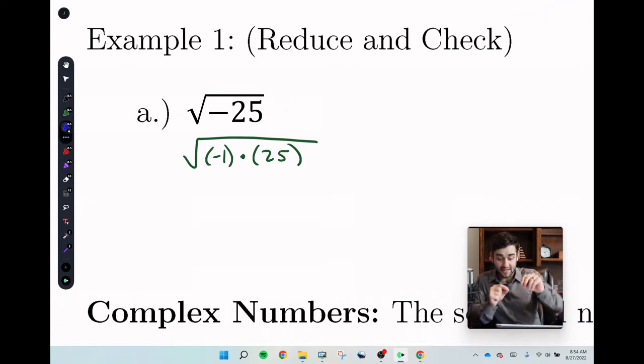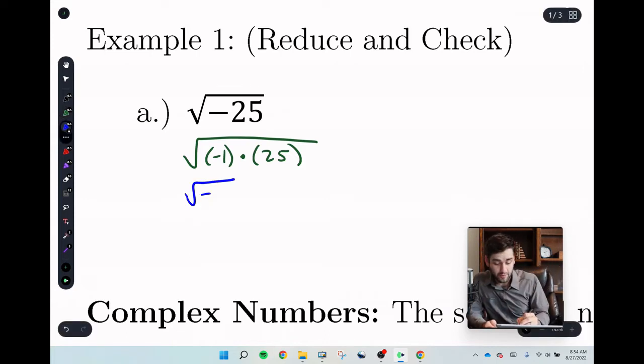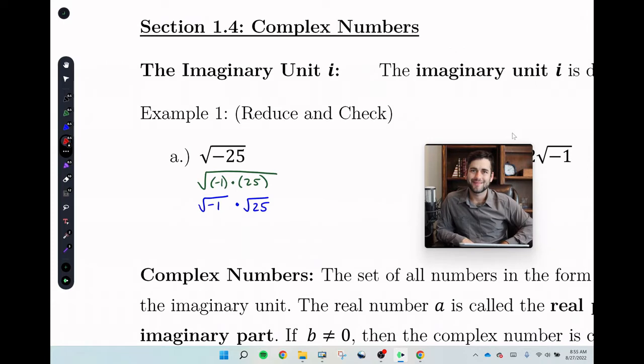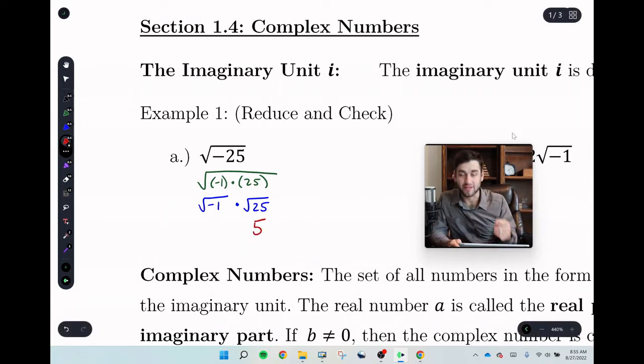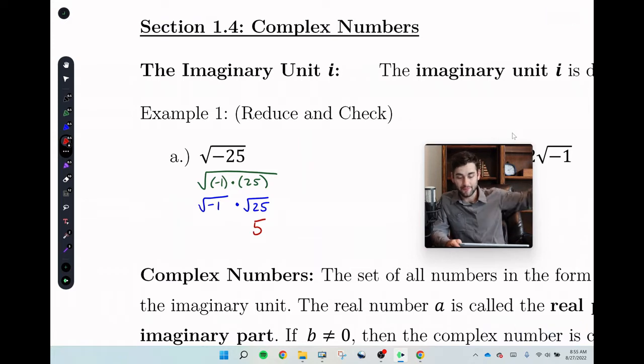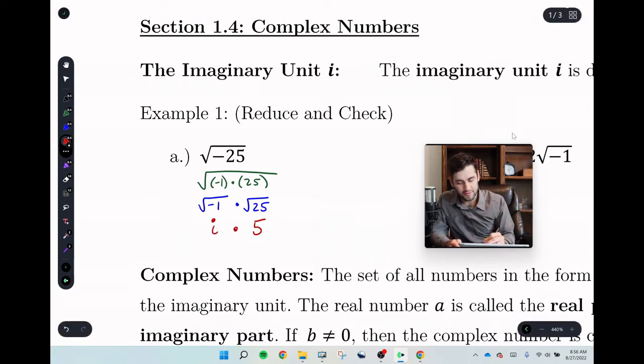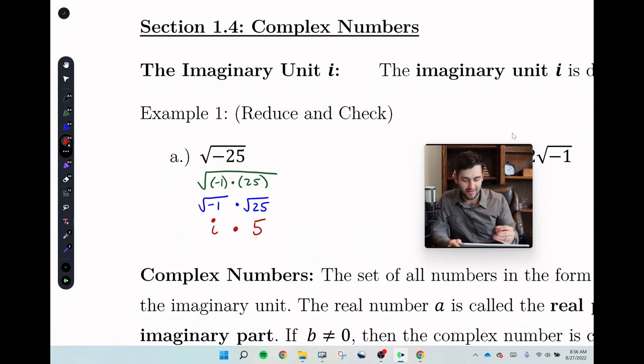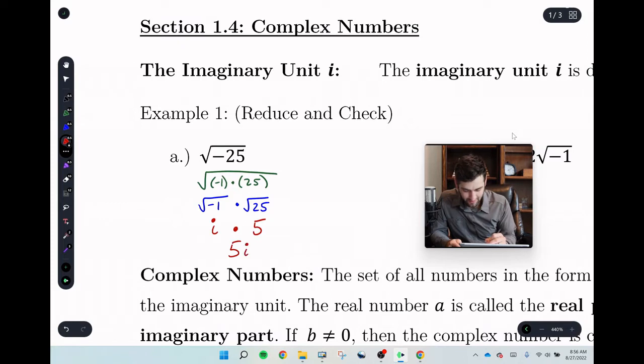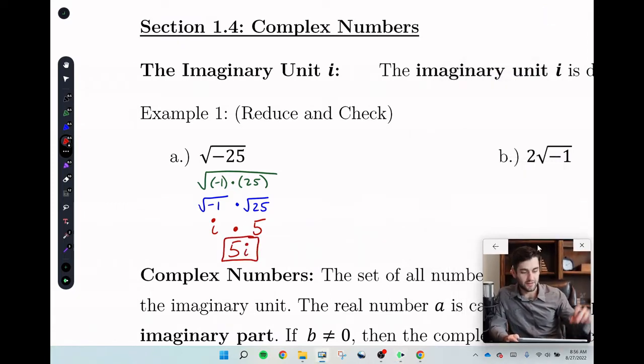to see that this is actually the same thing as the square root of -1 times the square root of 25. Well, we know both of those. And the square root of 25 turns into 5, because 5 times 5 equals 25. And the square root of -1 turns into i. So we're left with i times 5. And if we rewrite it a little bit, because we like to keep the i at the end, it's going to turn into 5i. Not too crazy?